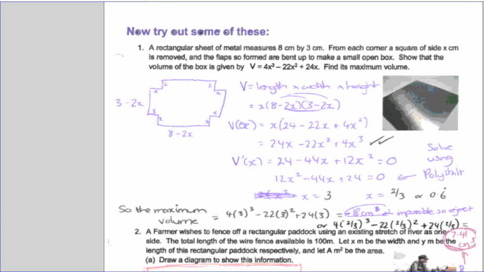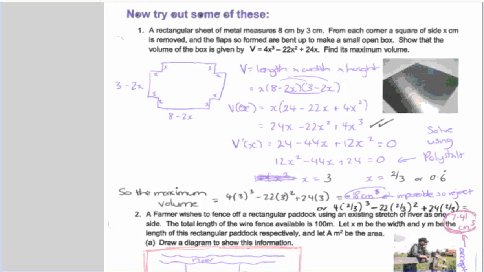Let's do some more ones. We've got a rectangular sheet of metal, measures 8 by 3 centimeters. Same thing again, you can see it's the same thing. Feel free to draw it all again. But instead of being 12 by 12, this whole length here is 8. And the other whole length is 3. So this whole length here is 3.